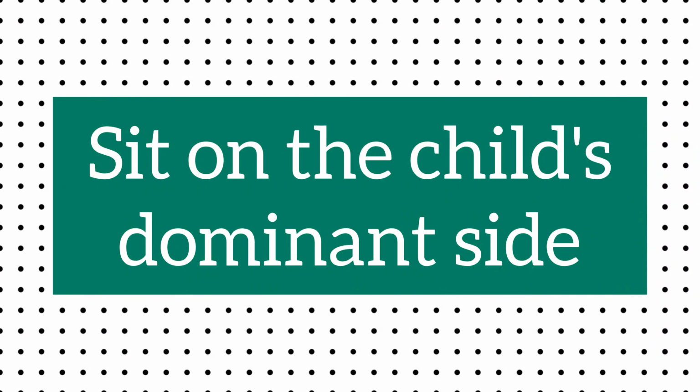Sit on the child's dominant side. When you are presenting an activity, you want to make sure that you're not blocking the child's view. So presentation needs to be done by sitting on the child's dominant side. For example, if the child is right-handed, you have to present the activity by sitting on his right side so that the child can see and copy your exact hand movements. This also means that if you are left-handed and your child is right-handed, then you still have to show the activity sitting on the child's right side. So that way you will have to use your non-dominant hand, which in this case is the right hand. I hope I was able to explain this.